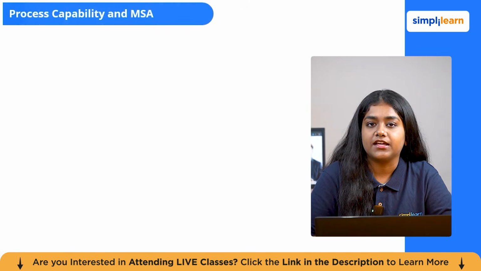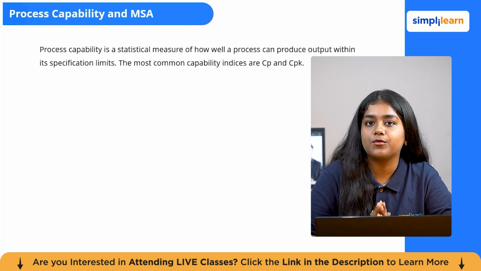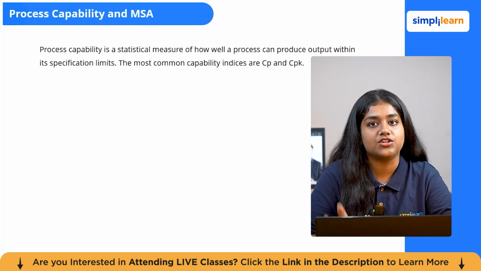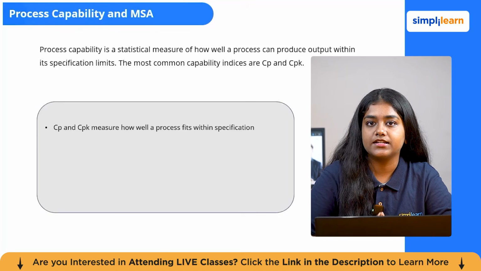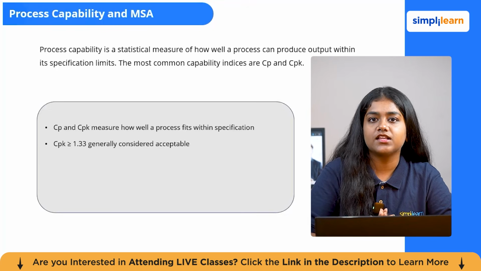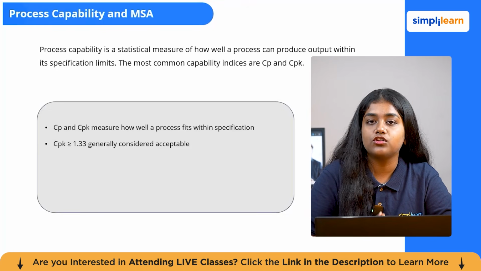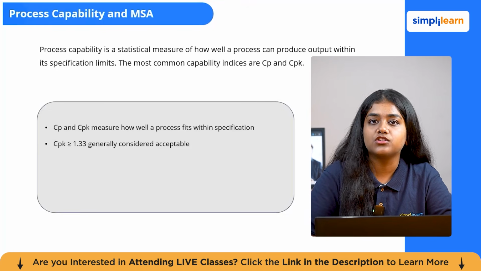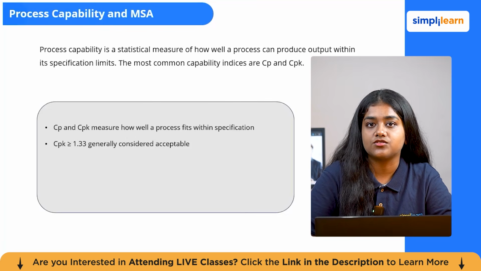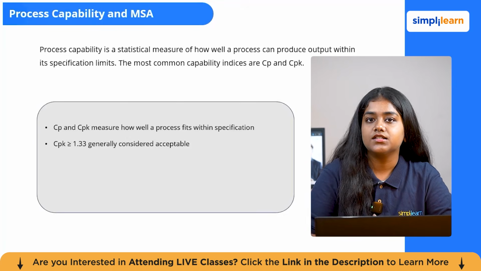What is process capability? It's a statistical measure of how well a process can produce output within its specification limits. The most common capability indices are Cp and Cpk. Cp looks at the overall spread of the process relative to the tolerance width. Cpk also accounts for how the process is centered relative to the specification limits. A Cpk of 1.33 or higher is generally considered acceptable in most industries. A Cpk below 1 means the process is not capable.